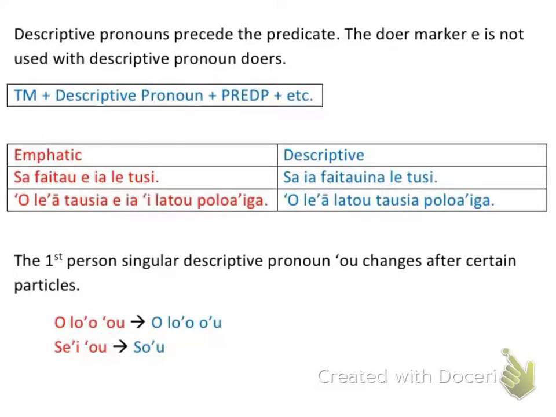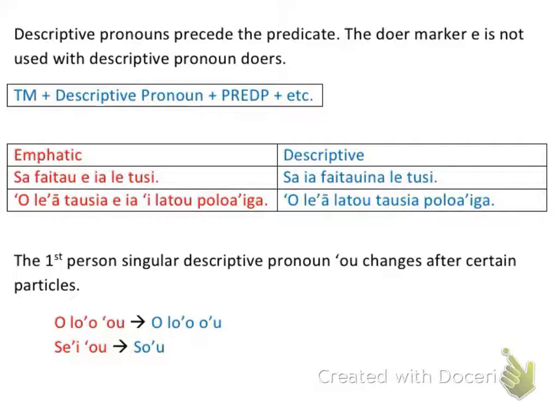Okay. Moving on to the next example, olea tausia e ia I lato poloainga, and the descriptive way to say that is olea lato tausia poloainga. Both of these sentences, the emphatic version and the descriptive version, are correct. You just need to remember whether you want to emphasize the person doing the action or the description. Usually it's probably going to be the description, so you're most likely going to want to use that one. Whereas if you want to really emphasize the person doing the action, then you use the emphatic sentence structure.